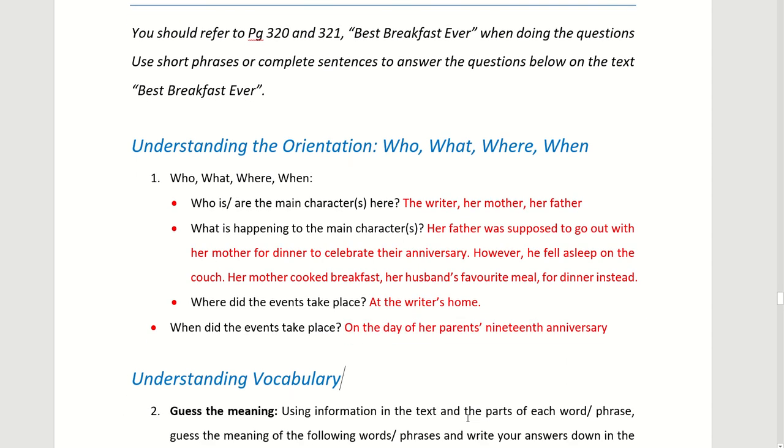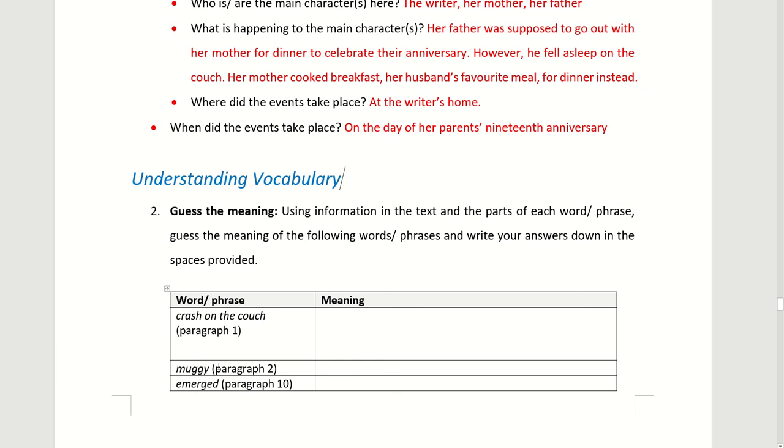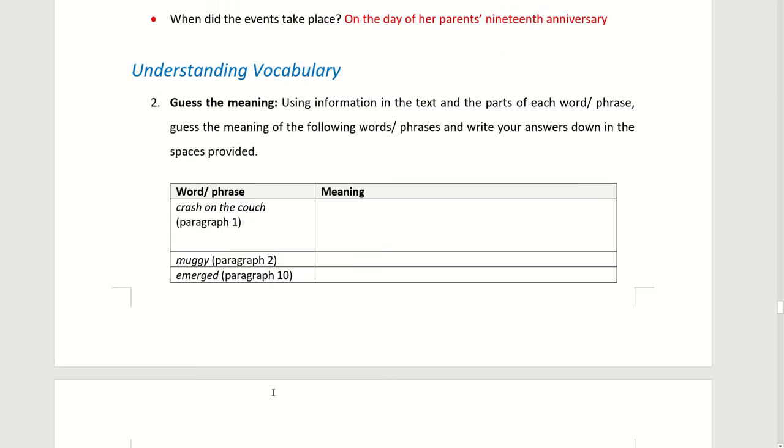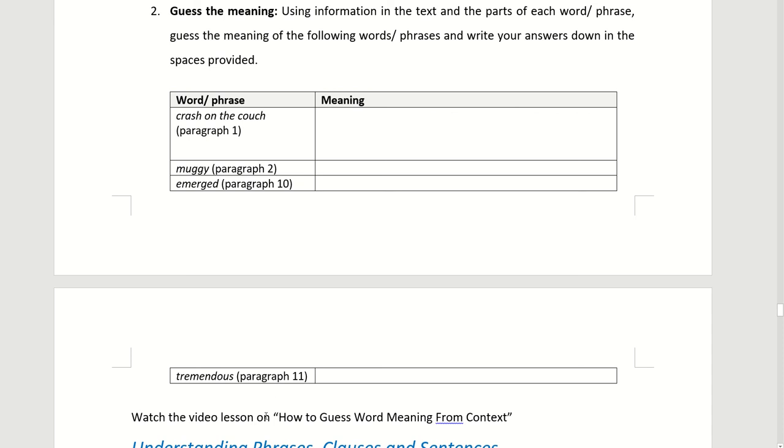Okay, so next part of this is understanding vocabulary. And if you find all this familiar, it's because I've already done the video lesson earlier on how to guess a word meaning from context. Okay, and this is actually already done. So crash on the couch, what's the meaning? It means sleep on the sofa. If you wrote sleep on the sofa, it's fine as well.